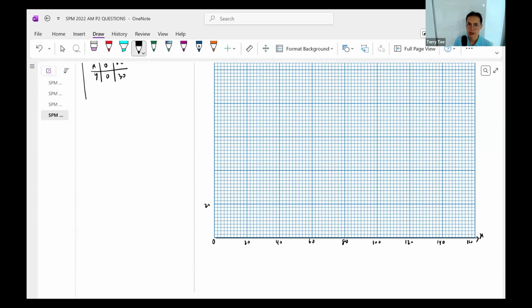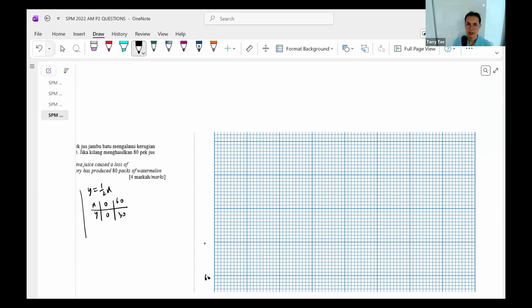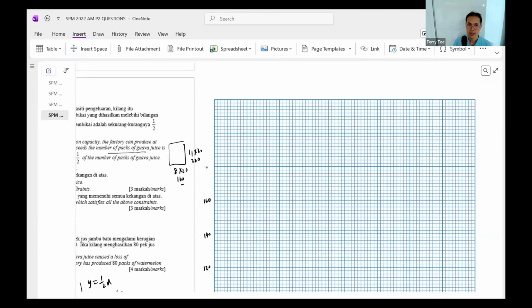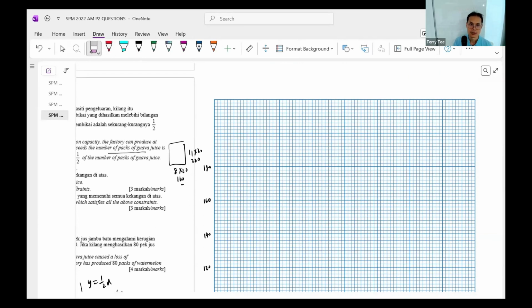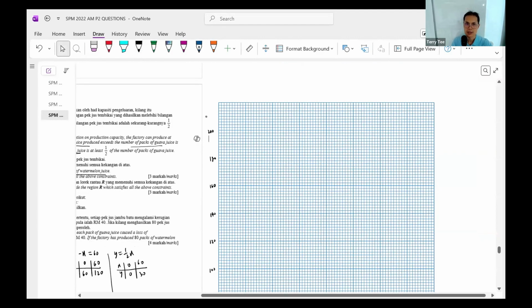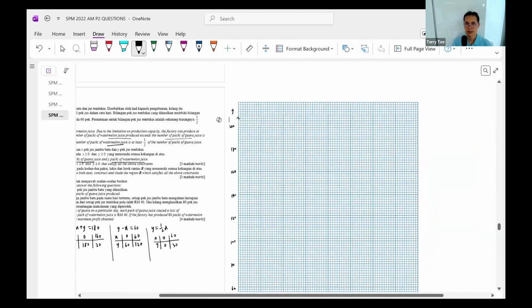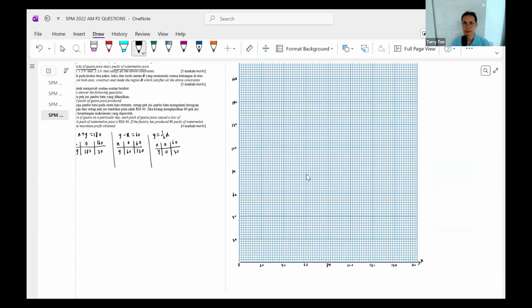Then do your y. 20, 40, 60, 80, 100, 120, 140, 160, 180. After 180, 200. You don't even need to go to 220. I think starting at 200 is enough. Let's draw your y-axis, all the way up.